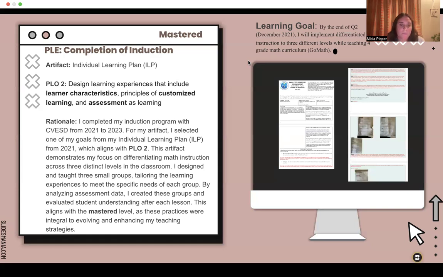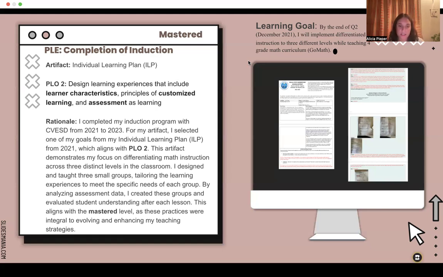This artifact aligns with PLO 2 because it demonstrates my focus on differentiating math instruction across 3 different levels in my class. I really had to take in what type of learners I had in each group and how I can best support them. I had to analyze assessment data that helped me create my groups, and then helped me see if my students were understanding what I'm teaching them, and I was able to alter my groups as needed by using that assessment data.